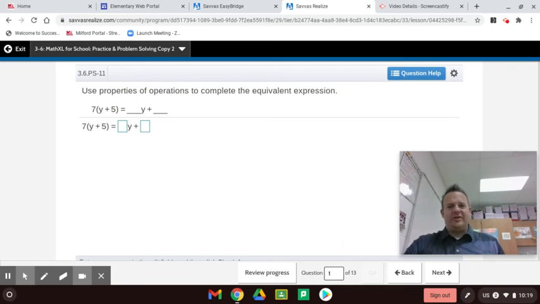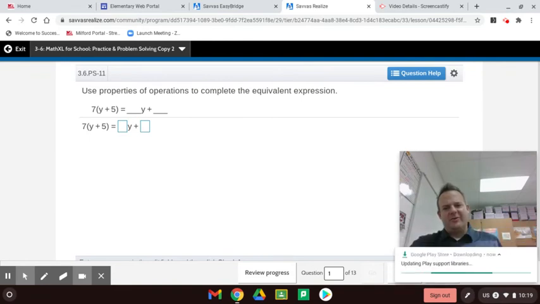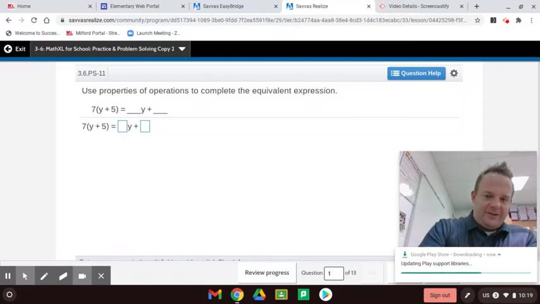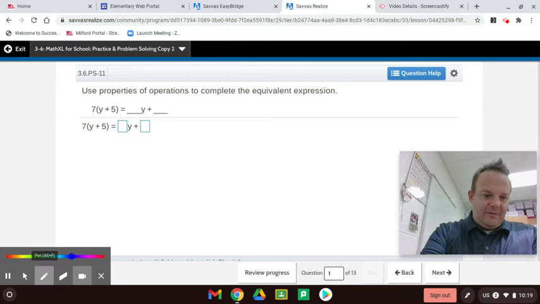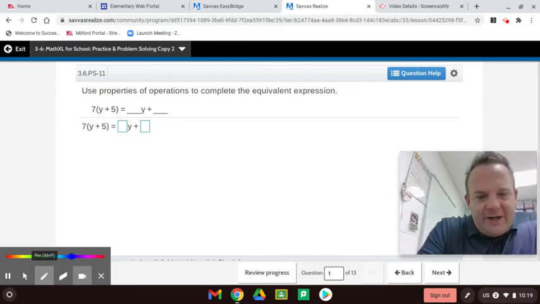Equivalent expressions, mostly using the distributive property. What is the distributive property? Let me help you out. Let me show you. All right, guys, you're going to be seeing lots of this. And I have a lot of videos on the distributive property, but we'll just make one more for it, right?